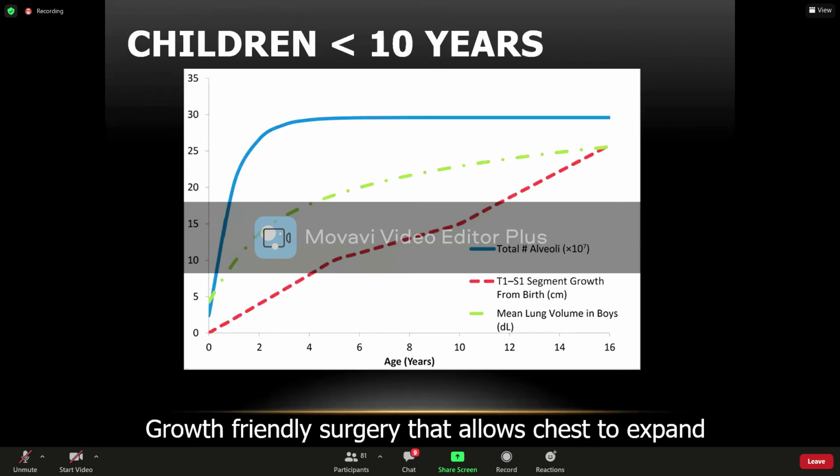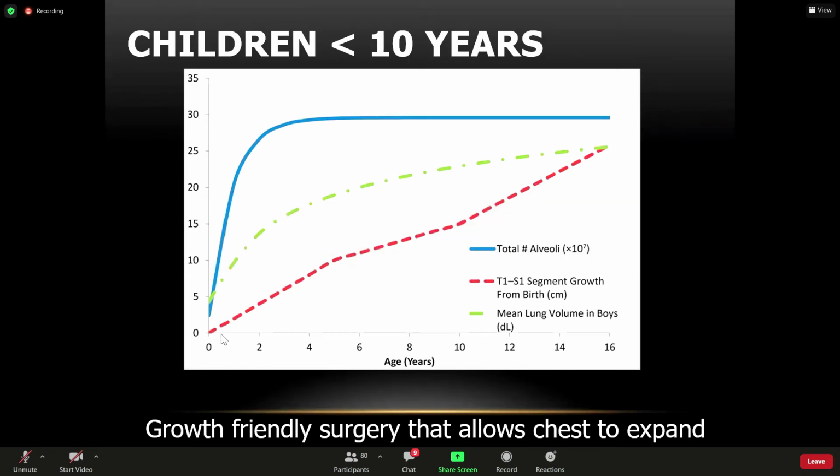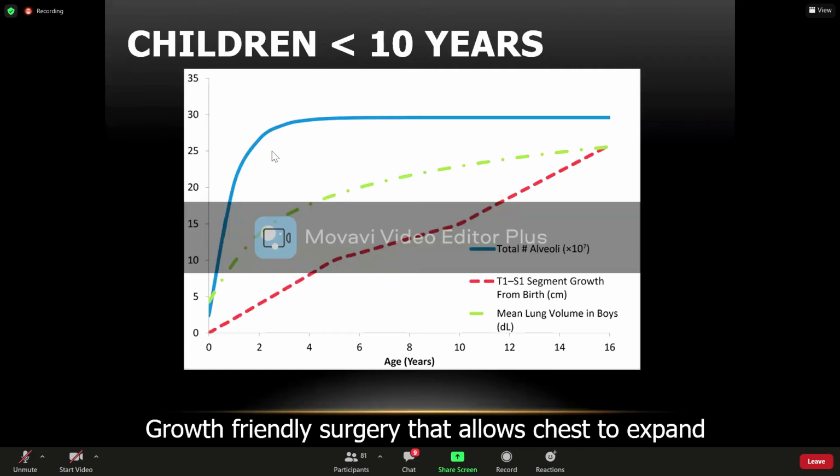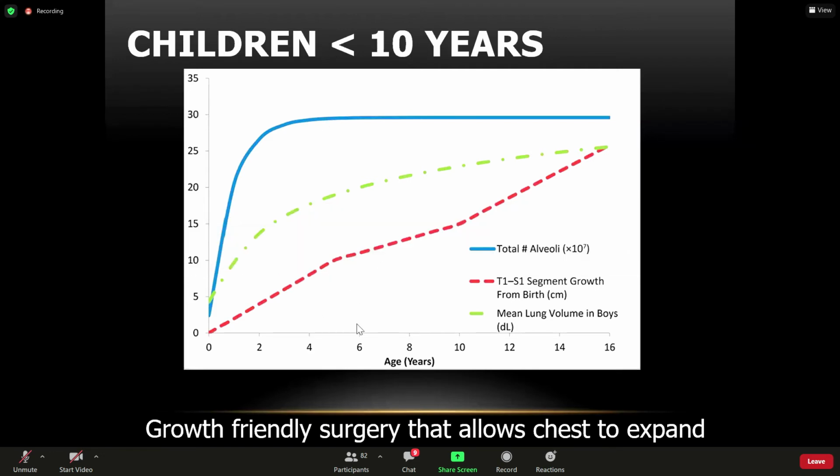And so this is a graph showing the total number of alveoli formed with age. This is the segmental growth of the T1 to the whole spine that goes like this. And this is the mean lung. The green one is the mean lung volume in boys. So we know that a majority of the alveoli form by around 5 to 6 years. And then the alveoli develop and then the alveoli get bigger.